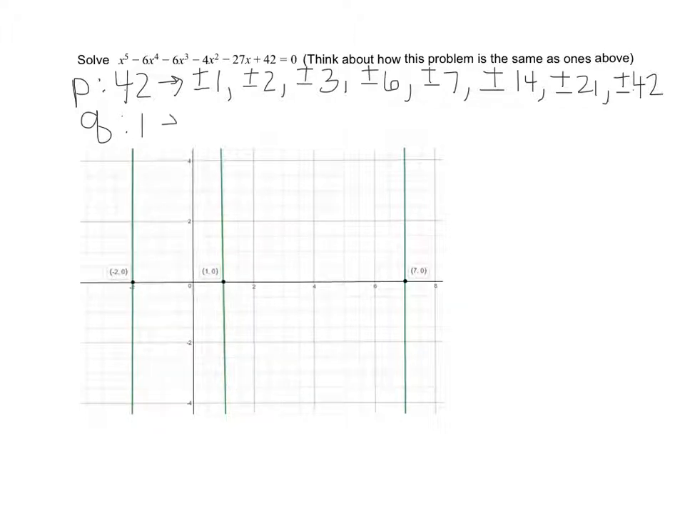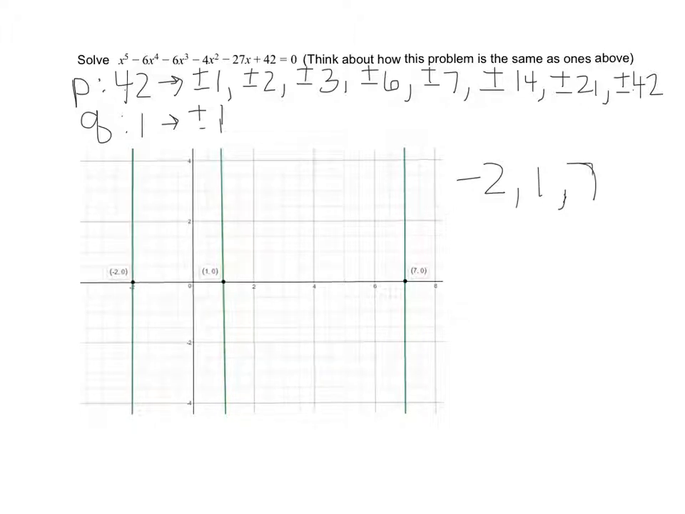So its factors are plus or minus 1. When I do P over Q, I'm just going to get P again. So the factors I've listed for 42 are all of my potential rational zeros. We then move to the graph to figure out how many real zeros we have. If we look, we have 3 real zeros at -2, 1, and 7. So -2, 1, and 7 are my rational zeros.